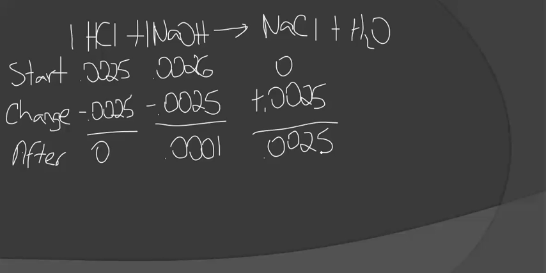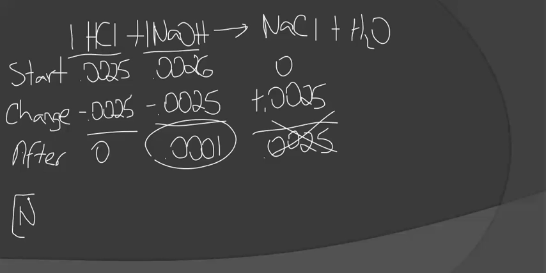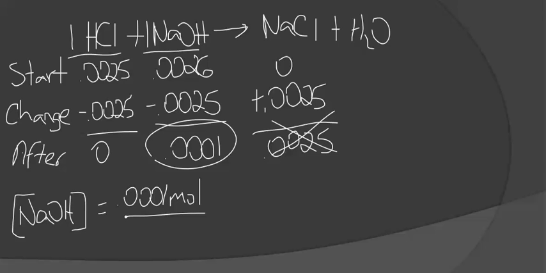0.0025. But again, the salt comes from a strong acid and a strong base. The salt is neutral. It does not affect pH. The only thing that affects pH is the amount of NaOH present after the reaction. So we're going to calculate the concentration of NaOH by taking the moles divided by the total volume.